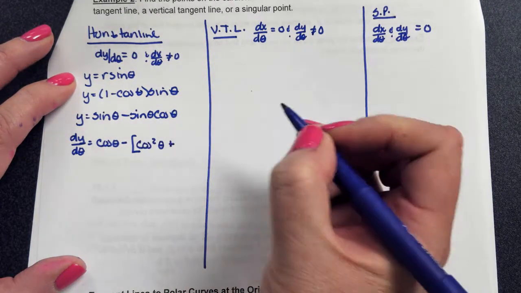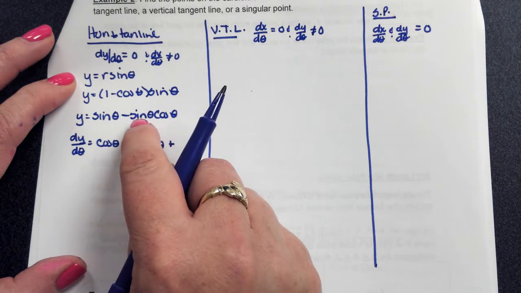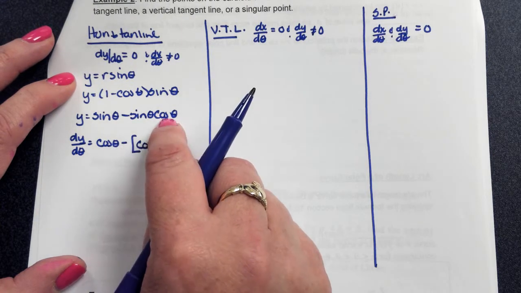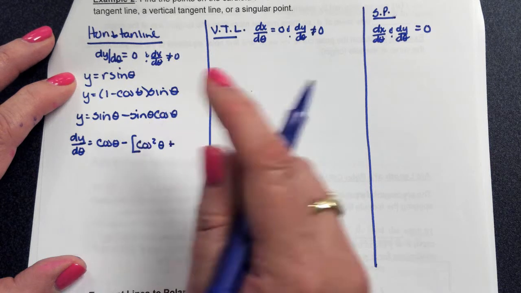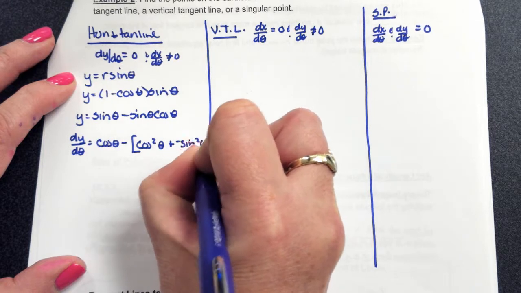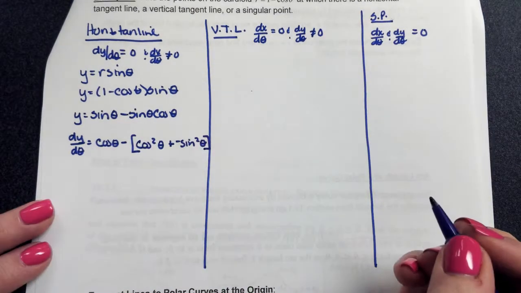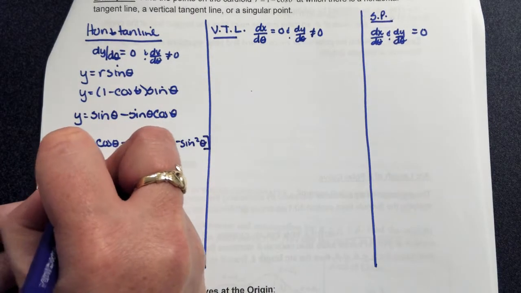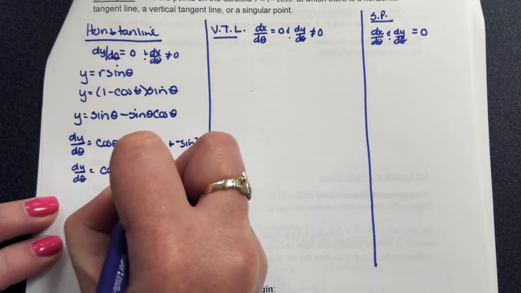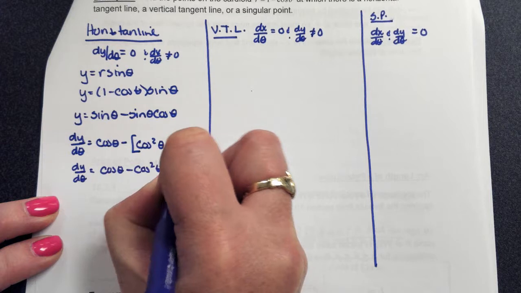Plus F G prime. So sine theta times, what's the derivative of cosine theta? Negative sine. So a sine times a negative sine will give me a negative sine squared theta. So when I simplify this, when I distribute the subtraction sign, I end up with cosine theta minus cosine squared theta plus sine squared theta.